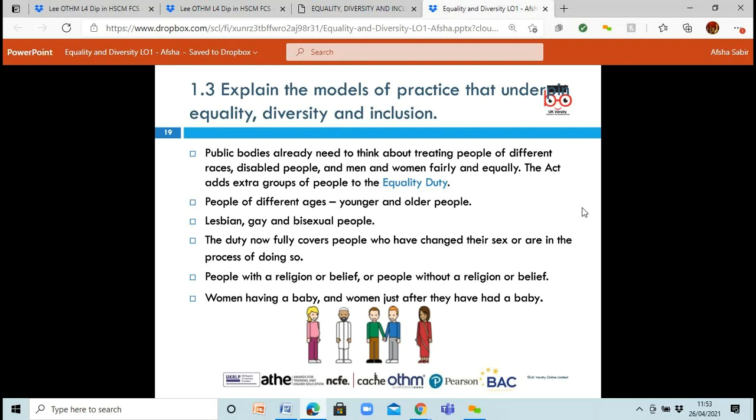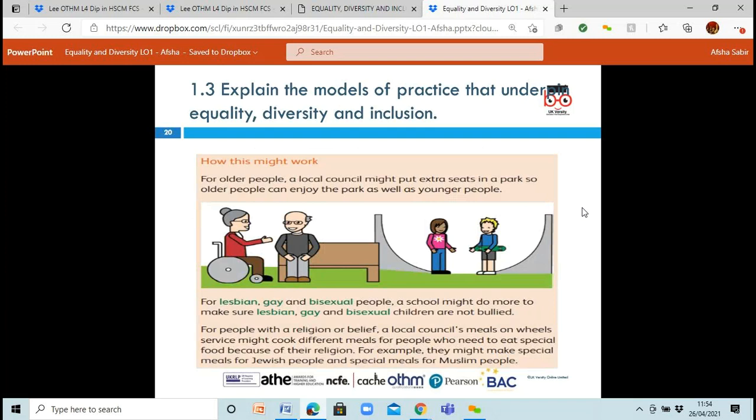So within this, you've got people of different ages. You've got lesbian, gay, and bisexual people. The duty now fully covers people who have changed their sex or are in the process of doing so, people with a religion or belief, and women having a baby or women who have just had a baby. So we've got a couple of examples. Yeah?